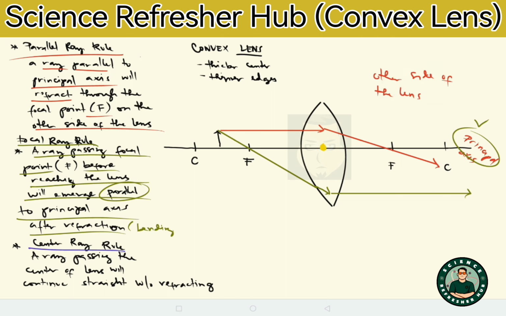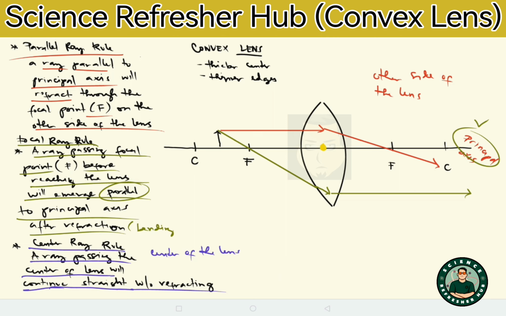The center ray rule. Center here is not the center of curvature, but this time I will inform you that center here means the center of the lens. This one, that yellow dot there, is the center part of the lens. A ray passing the center of the lens will continue straight without refracting. If we have a lens here and a beam of light passing this way, it will bend this way. So there's a bending point here, that's refraction. But in the center ray rule, there's no refraction happening.